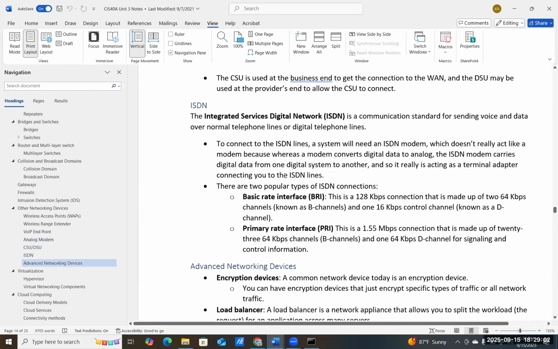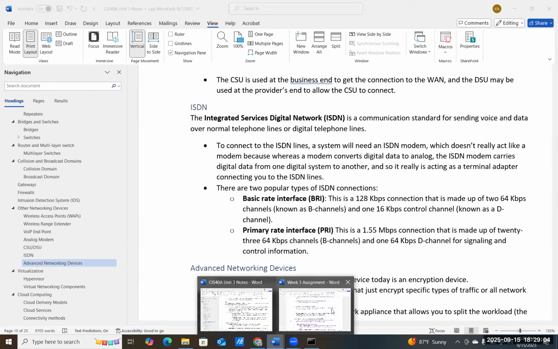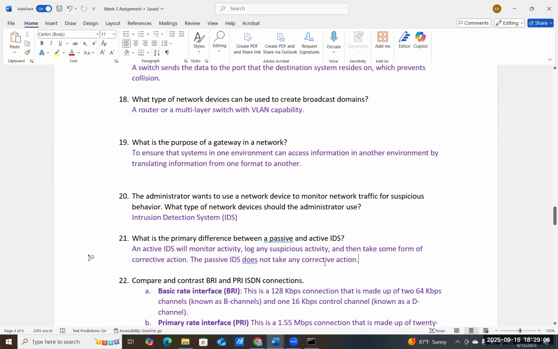Okay, let's get into ISDN. So when I started in the field, after maybe a few months, I started installing a lot of ISDN. I did a bunch of frame relays too. So it's old technology, right?